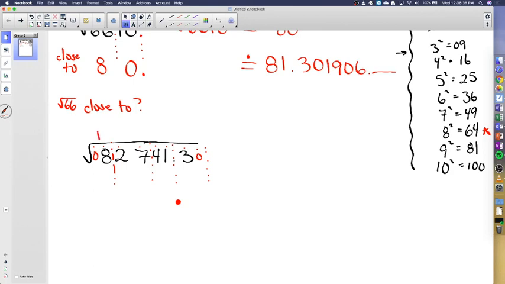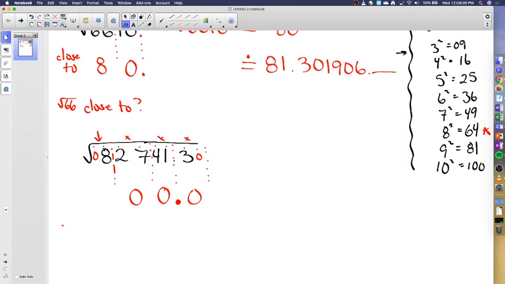So the first non-zero number is going to be here, which means I don't need to worry about any of my other groupings. So this 2, 7 pair, I'm just going to round it to 0. The 4, 1 pair, I'm going to make a 0. The 3, 0 pair, I make a 0. So this answer is going to give me something in the hundreds.